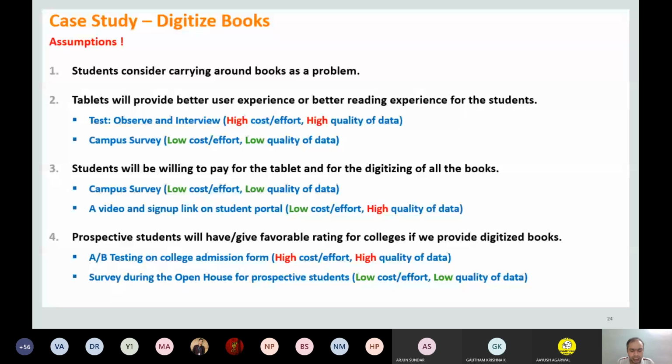So if you're spending money, it's not that you're going to get the right data or the right feedback from your customers. And again, if you spend less money also, it's not necessarily bad. The cost and the quality of data are not proportional to each other.